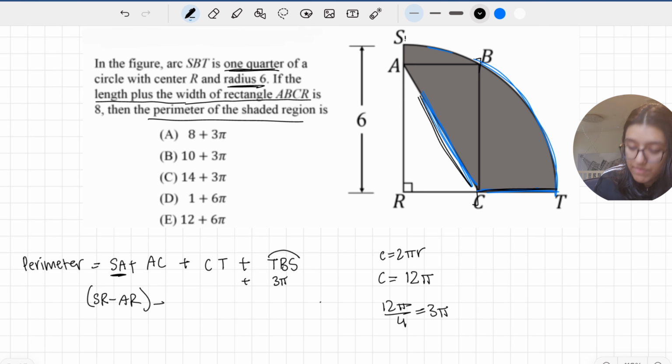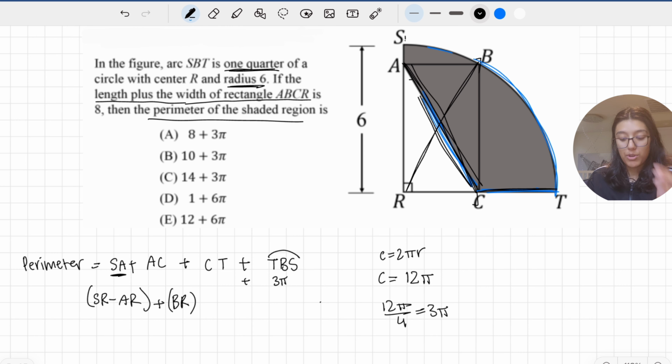Now, let's see AC. AC is this diagonal over here. And we know that the diagonals of a rectangle are always equal to each other. So basically, AC is also the same thing as BR. So let's say BR, and you will see why in a moment in the next step. So now we have AC written as BR.